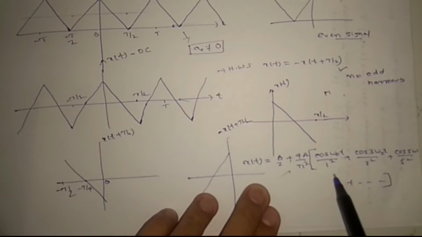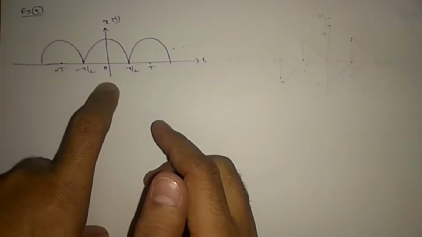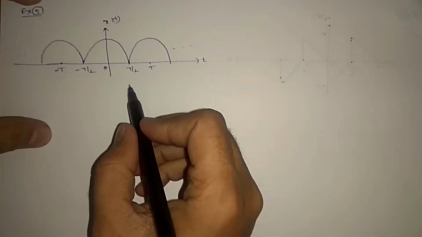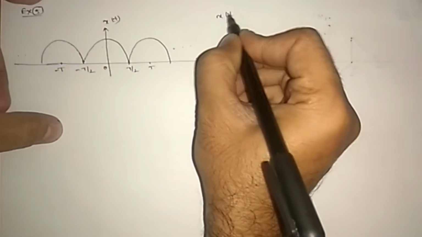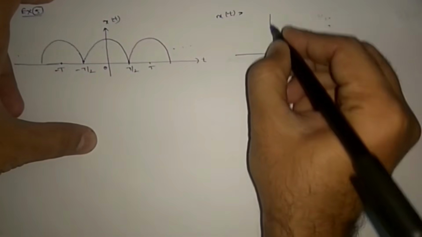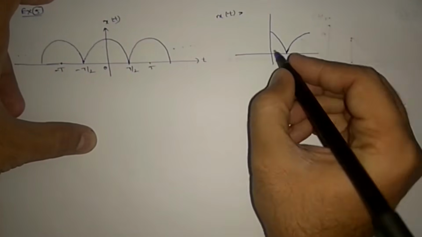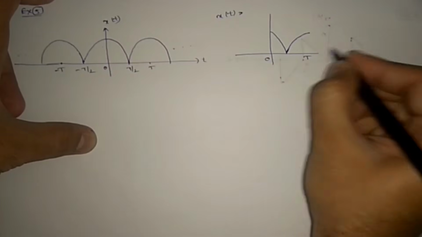See, DC value came, it is an even signal so all cos terms came, and half wave symmetry is followed, so all odd harmonics came, right? Let us say example 5. This is a given periodic signal, whether it is even or odd. So x of t, I am taking one period, from here to here, 0 to T, this is x of t.